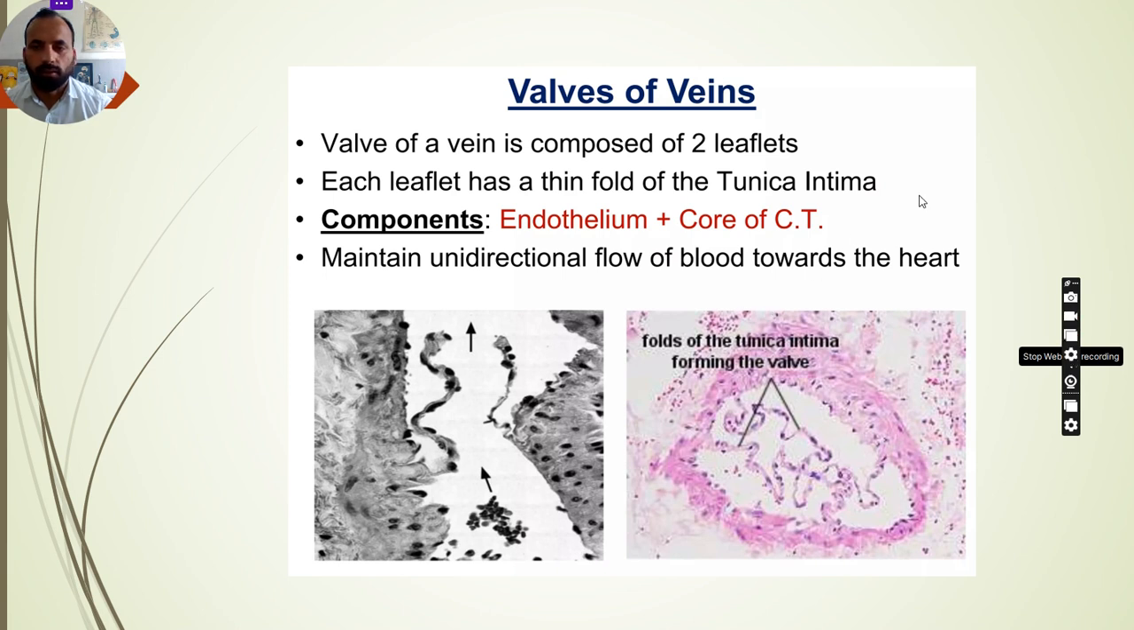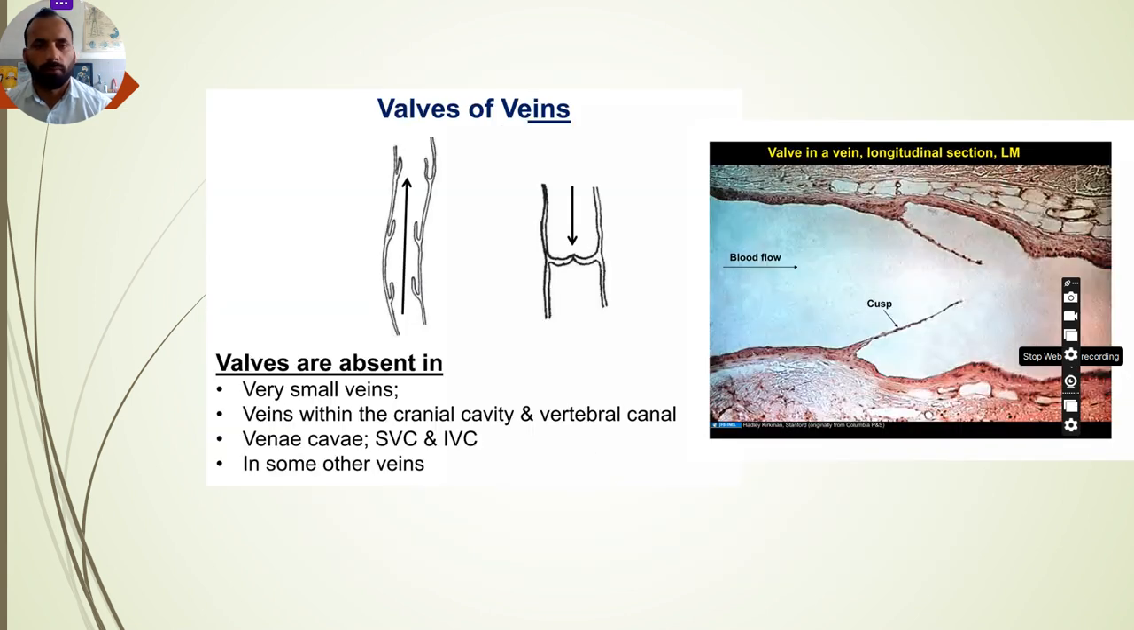One of the features I told you about initially is the valves in the vein. These valves you can sometimes see under H&E staining. So this is H&E stained. You can see that they come into the lumen. These are the folds of the tunica intima forming the valves. Because of these valves, there will be unidirectional flow of the blood towards the heart.